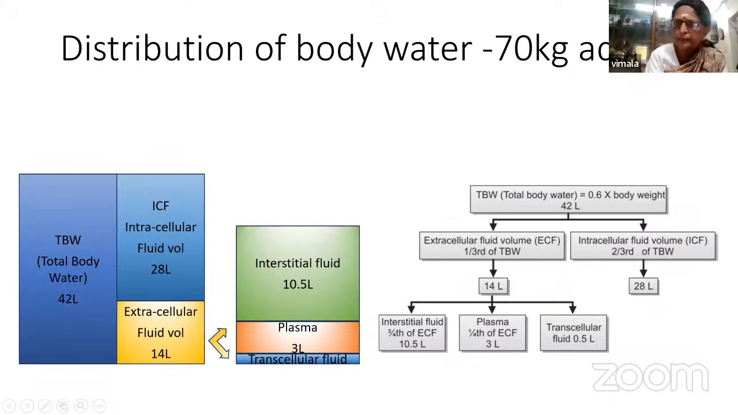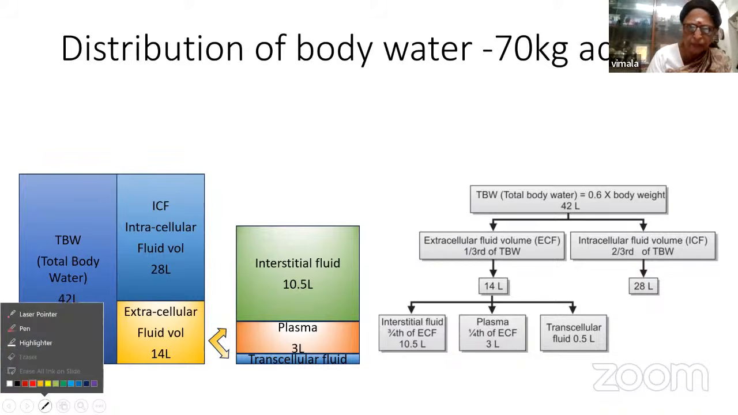So fluid is distributed between the extracellular compartment and the intracellular compartment. Of the extracellular compartment, the main recipients are the interstitium and the intravascular space. Only 1/4 of the extracellular fluid goes into the plasma. So when we talk about edema, we are talking about expansion of the interstitial fluid.